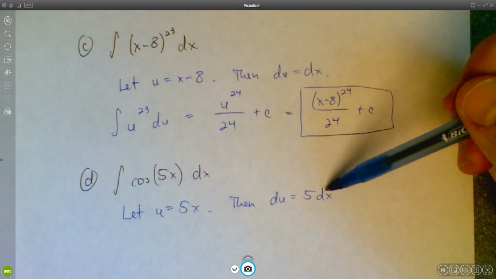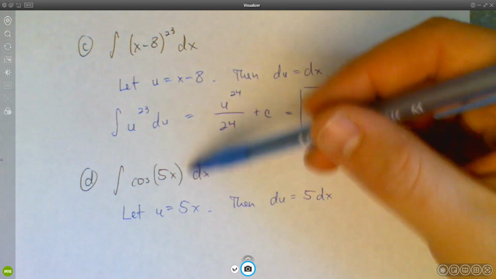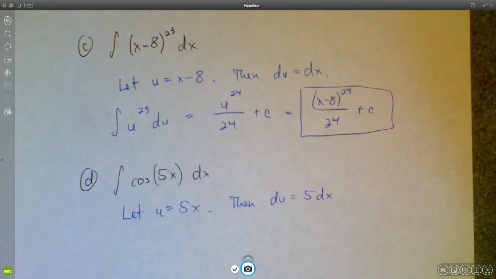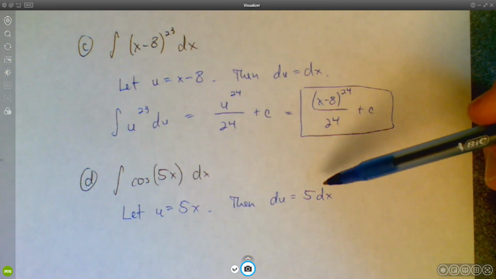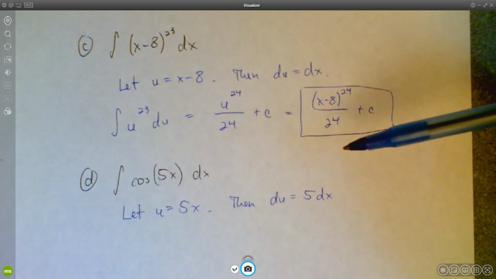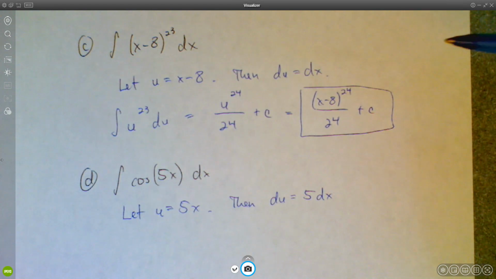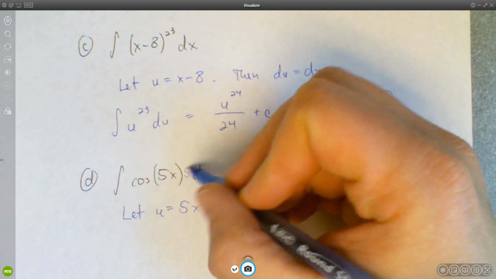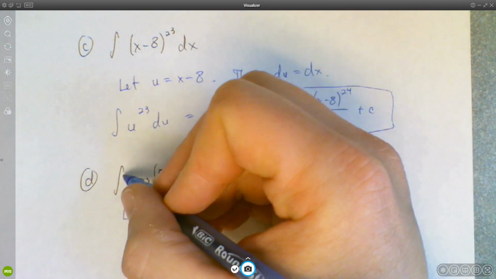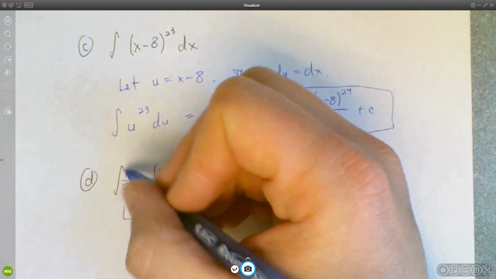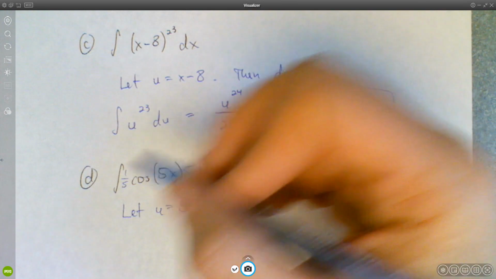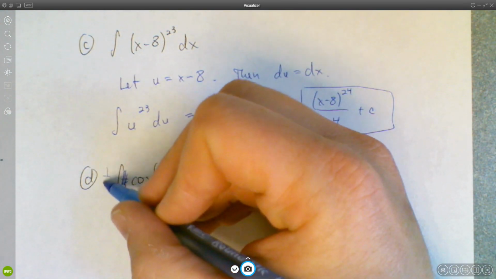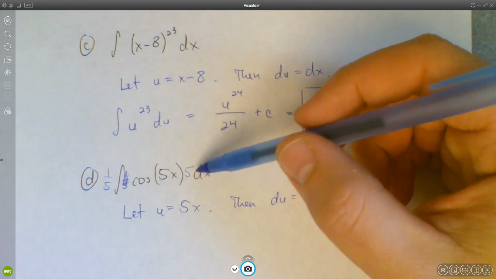And that's kind of a problem because I don't have a 5 dx here. So what I can do is, you could think about this a couple of ways. One way to think about this is you could say, well, I can just put a 5 here as long as I multiply by a 1/5, right? And in fact, you can take all of these things out, really. You can call this 1/5 out here. And then there you go.